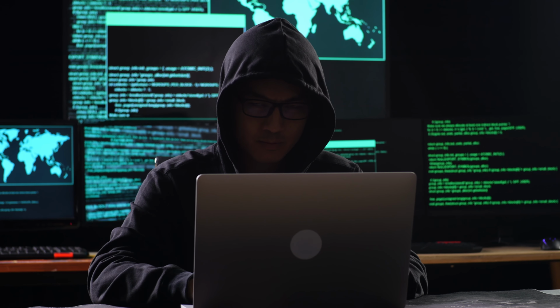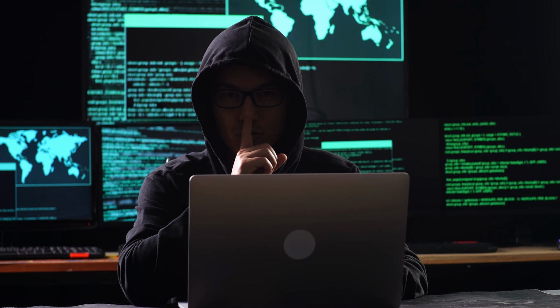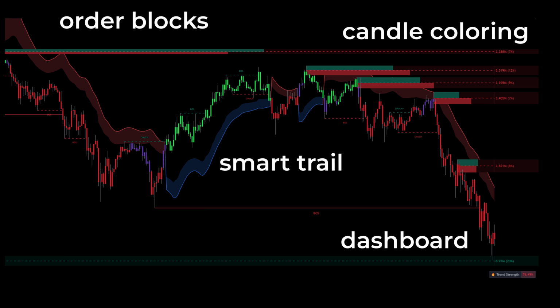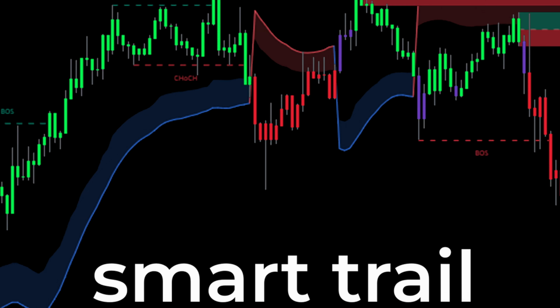Today, we're going to unravel a trading secret that could be the game changer you've been searching for. We'll delve into the LuxAlgo indicators, a tool that's reshaping the way traders, just like you, enter and exit trades with unmatched precision. So let's dive right in.